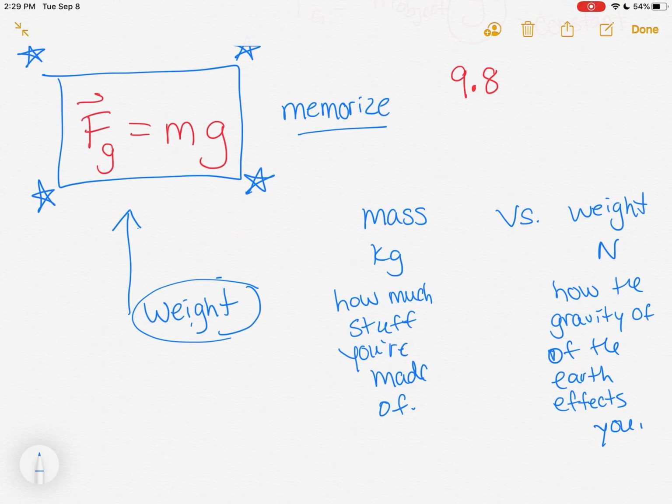Okay, all right. So this is the end of our video lesson on the different types of forces. And there is some practice for gravitational force that you're going to want to complete after this lesson.